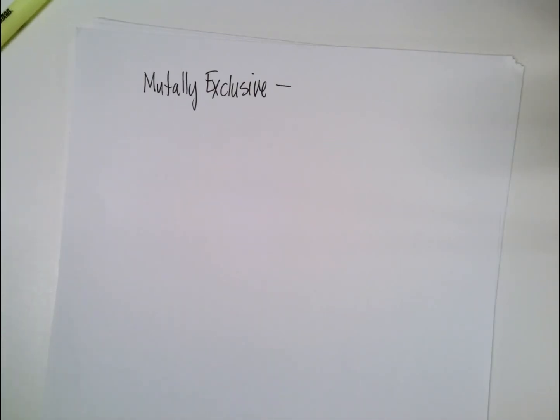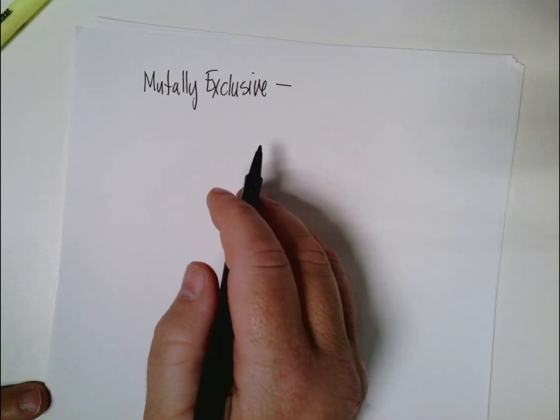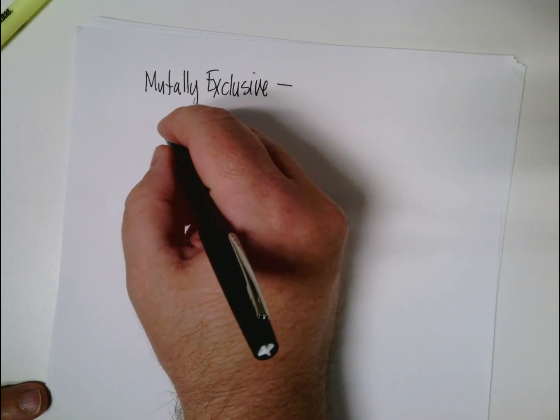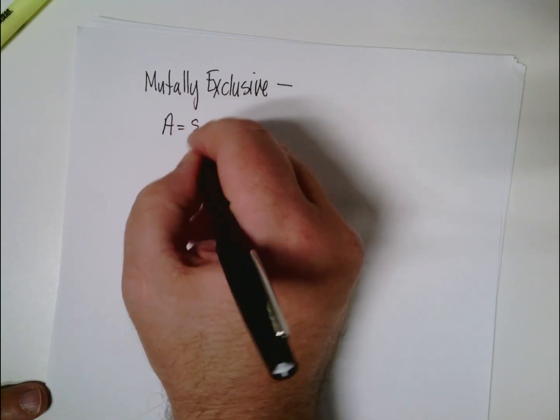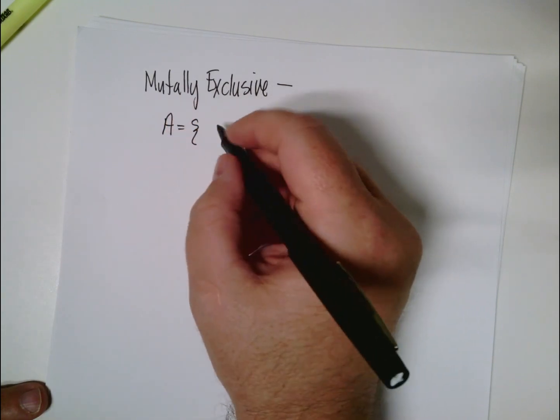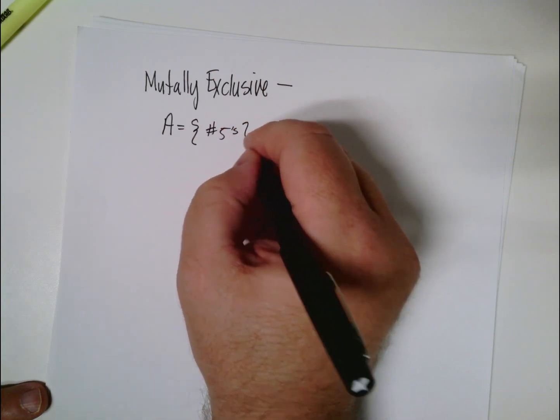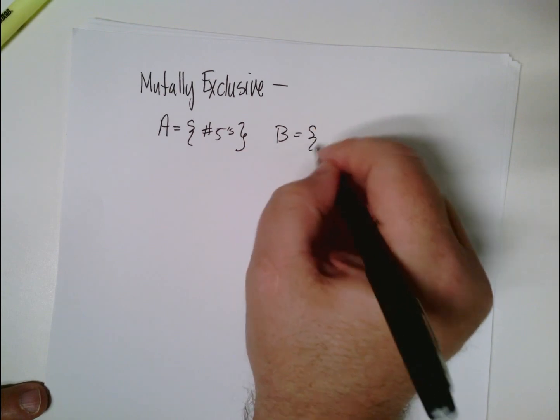Alright, so let's talk about this idea, mutually exclusive. This is when two sets have nothing in common. Alright, so let's say that we have a new set, we'll call it A, and let's say it's just the number 5s, okay?